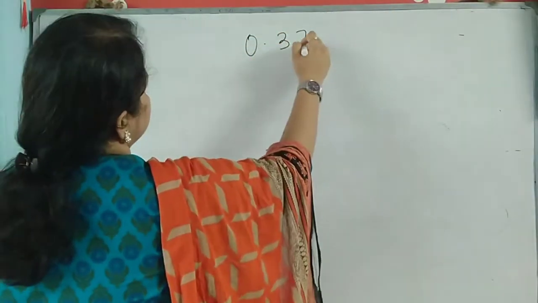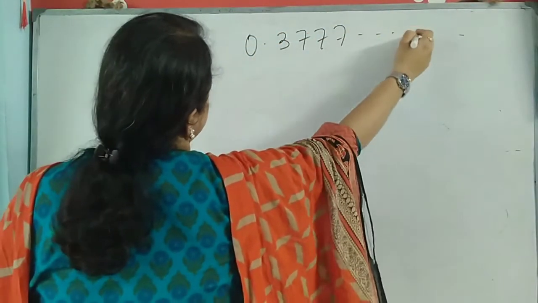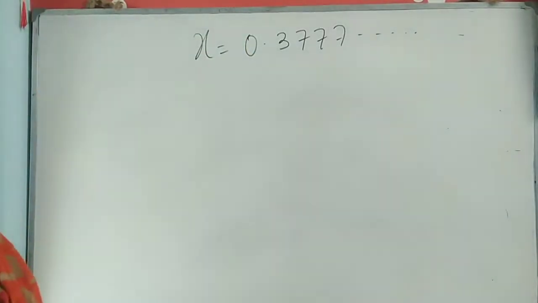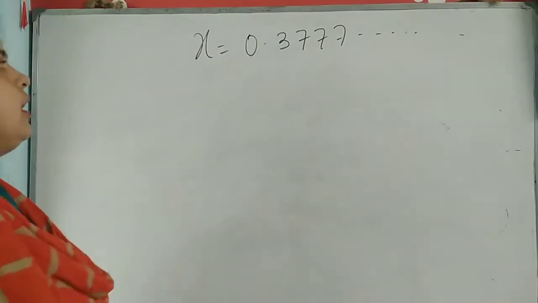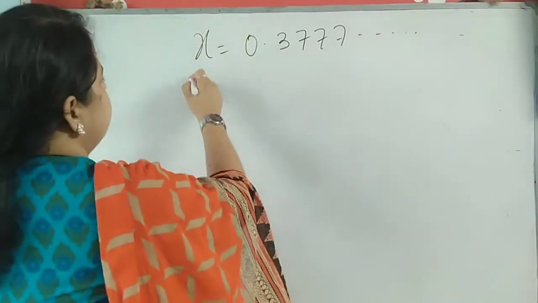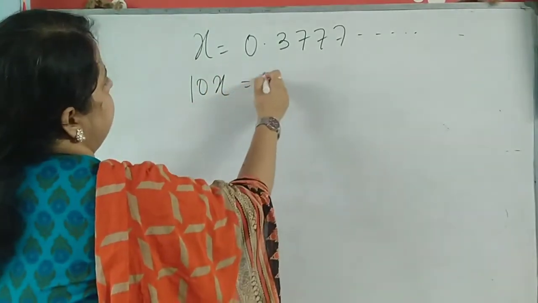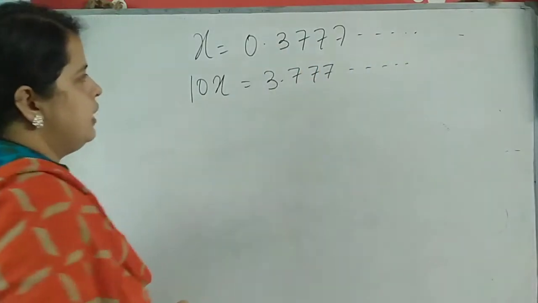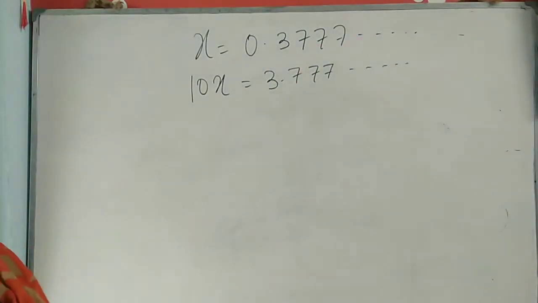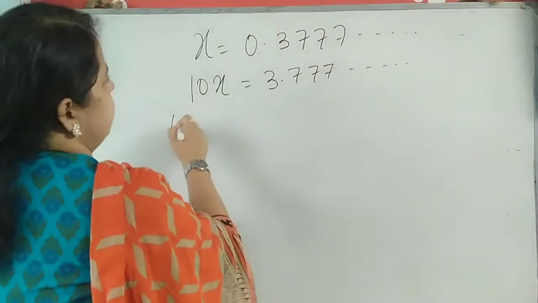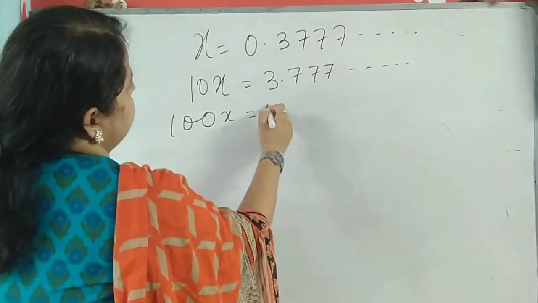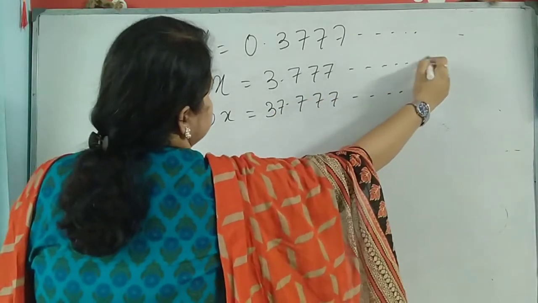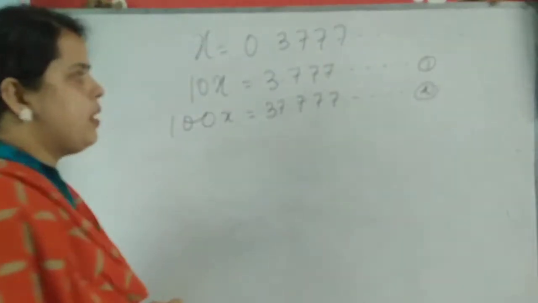Say if you have 0.37777777. So again you are going to get x as 0.37777777, it is moving on. Now what to do? If you multiply by 10, then it is 3.777777 like this. Is it okay? Now if you multiply 100x, what are you getting? 37.777777. Am I clear about it?